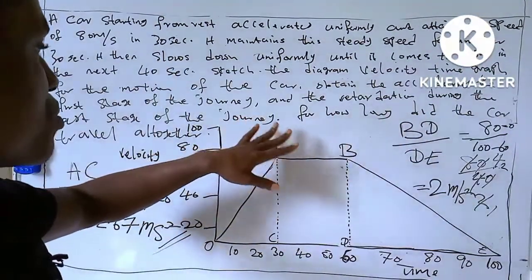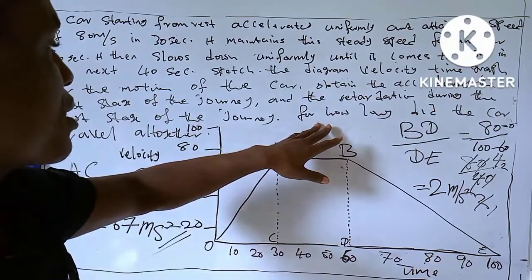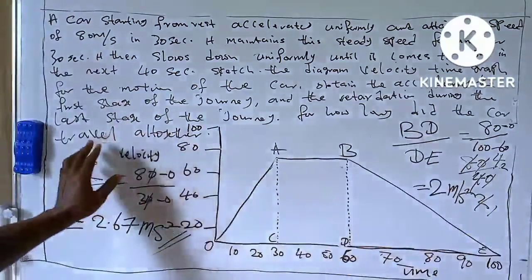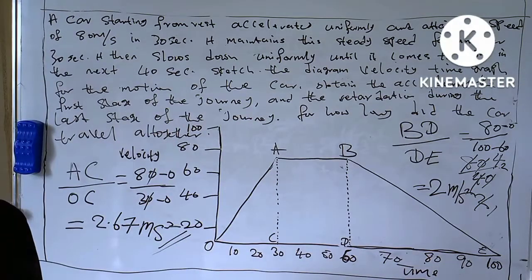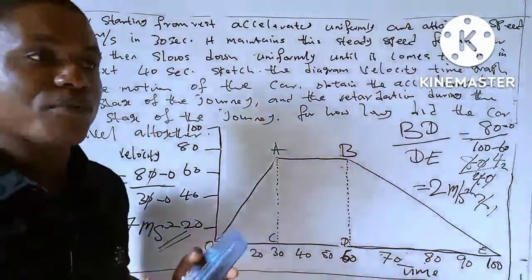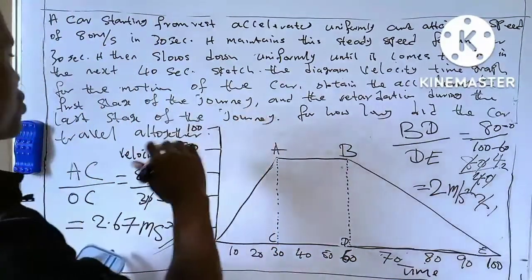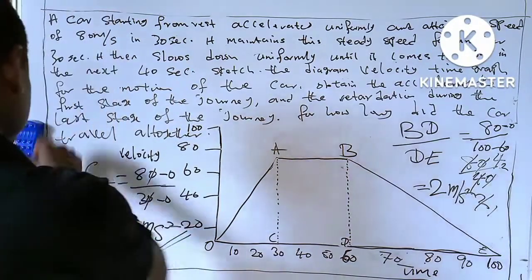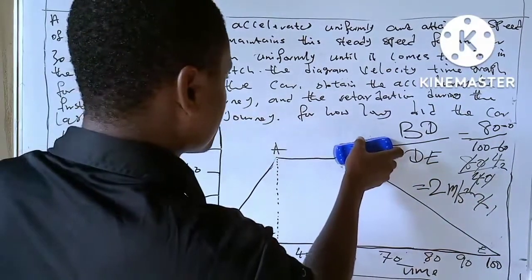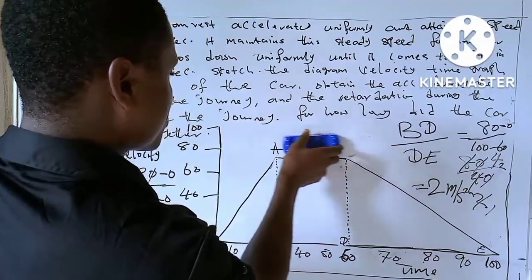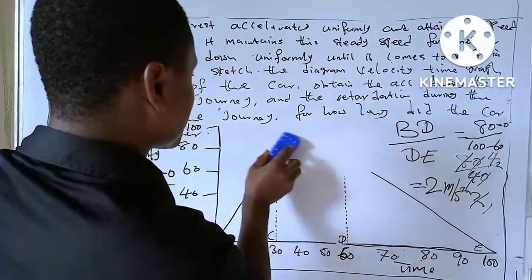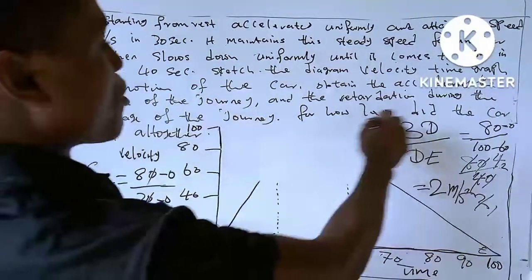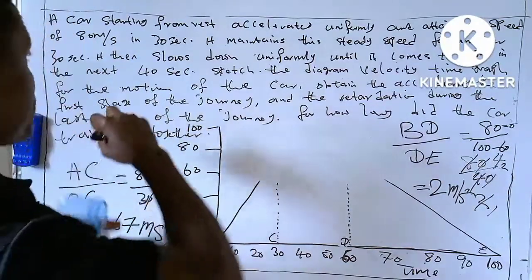So the last question is what? For how long did the car travel altogether? They are asking for the time. How long did the car travel altogether? No space. Oh my God. Let me cancel here so that we have enough space for the calculation. So for how long did the car travel altogether?